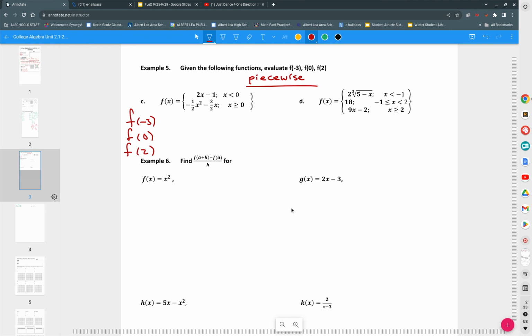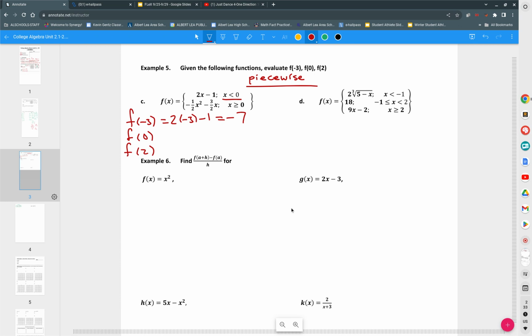What do you think? If I'm evaluating f of negative 3, do I plug in negative 3 into the top, into the bottom, or into both of them? Which is it? Top, both, or bottom? Why did you say top? Because it says x is less than 0. Look at the condition here. You'd use the 2x minus 1 if x is less than 0. And what do you notice about negative 3? It is less than 0. So therefore, we plug it into the top, and it reads 2 times negative 3 minus 1. And I get negative 7.